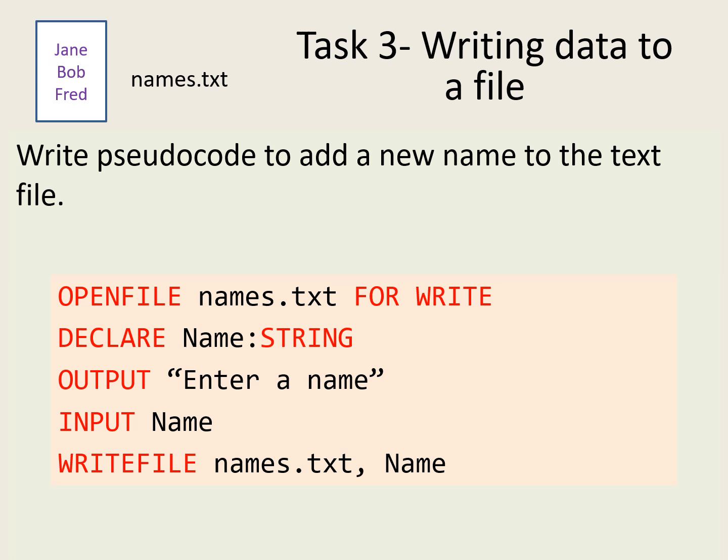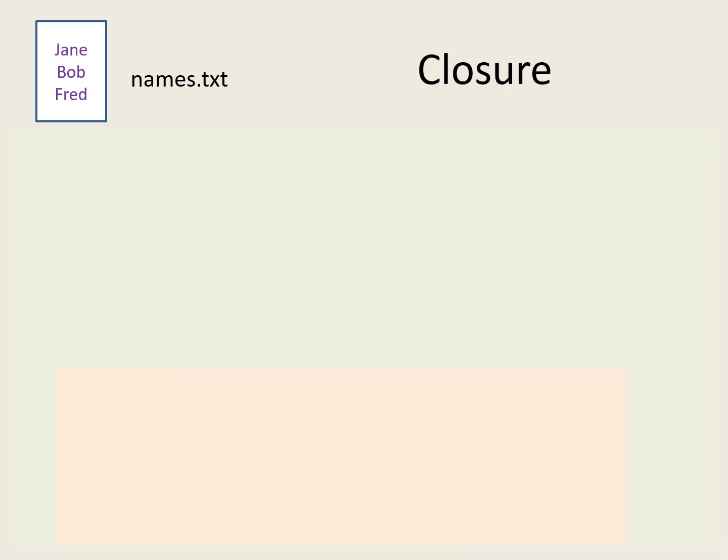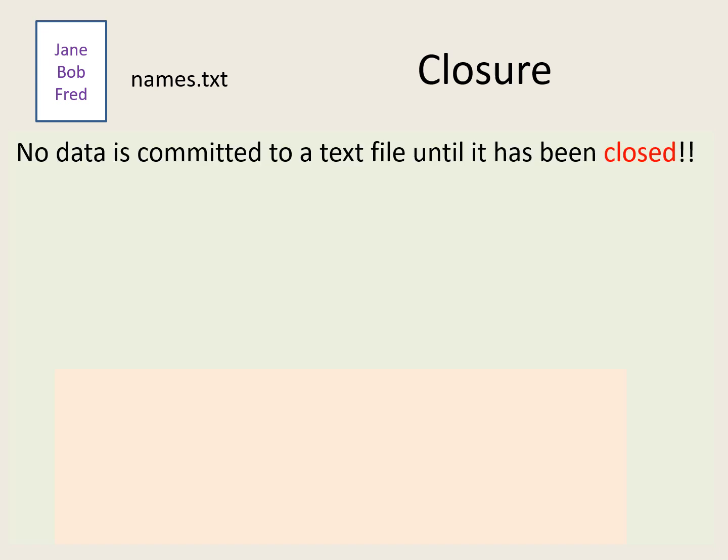So the value that variable is pointing to, it's storing, is going to be written to the text file. So I entered Fred. Fred will be written to the first line of that text file. Right, closure. Some of you may have been saying, well, hang on, what about this close command that you showed us right at the start? That's really important. No data is committed or written to a text file until it's been closed.